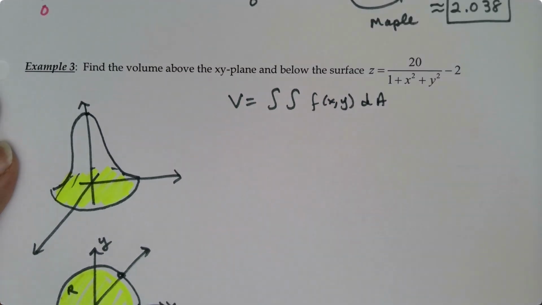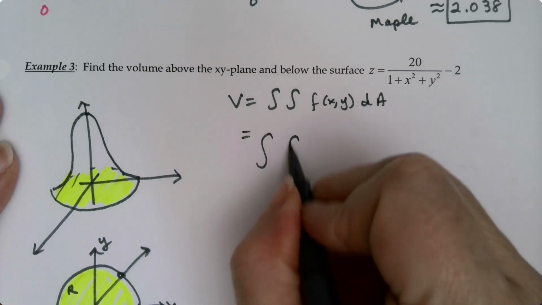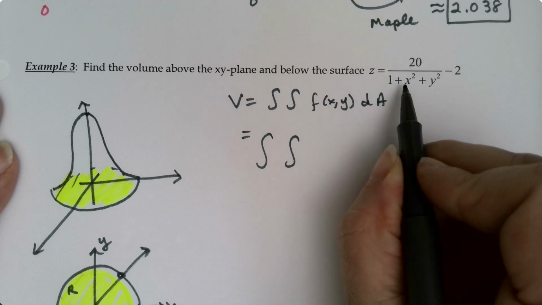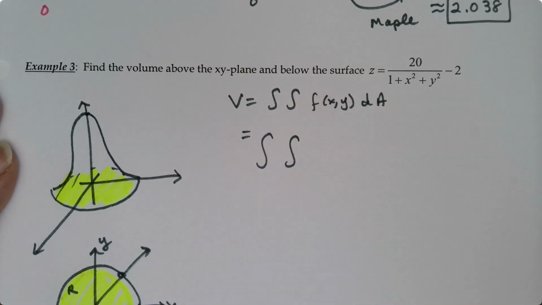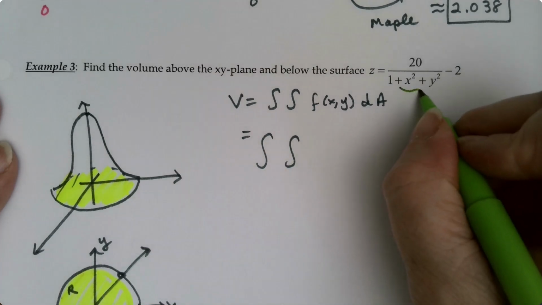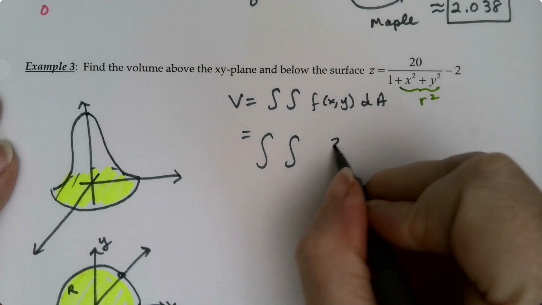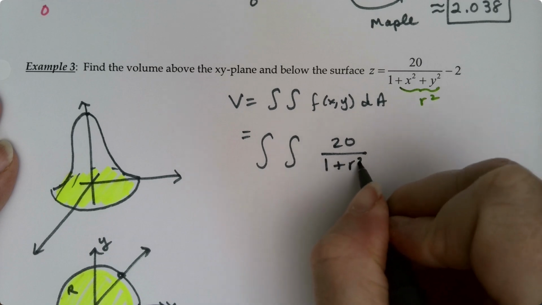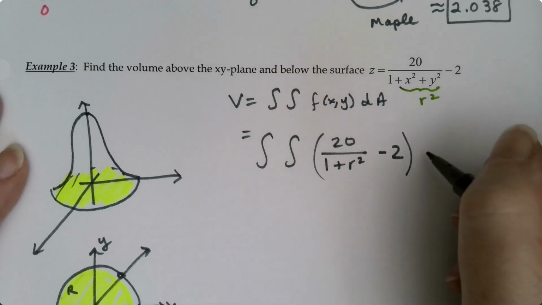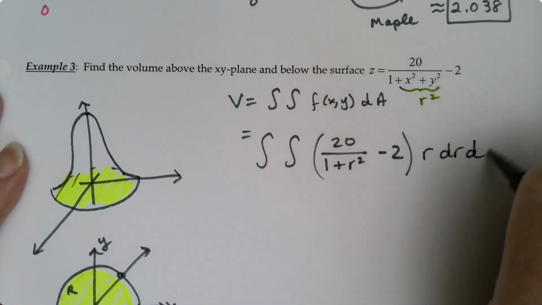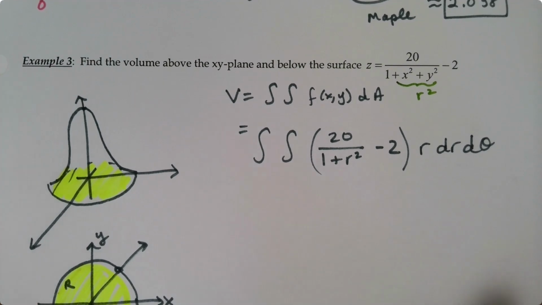All right, but we don't have to work with dA in terms of x and y if we don't want to. But we'd have to change our function, which is currently written in x and y form, so we can't leave it like that. But remember that x squared plus y squared makes r squared, right? So this is 20 over 1 plus r squared, minus 2, times dA, which would be r dr d theta.